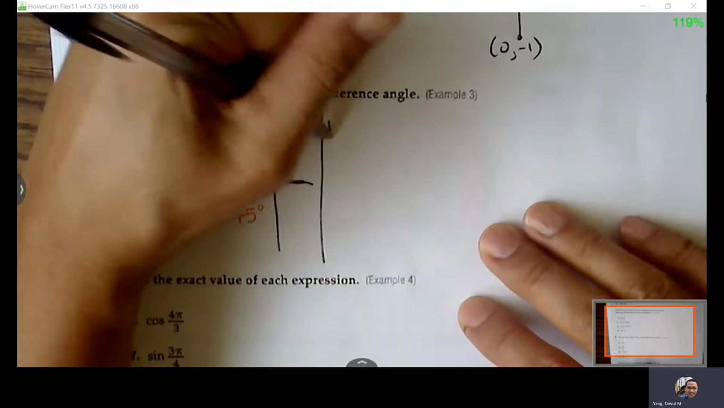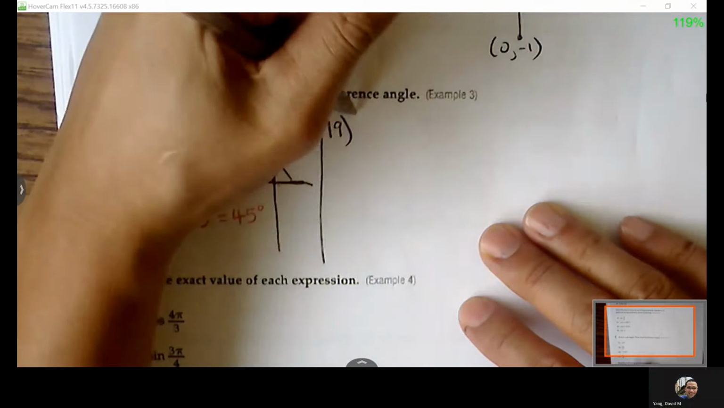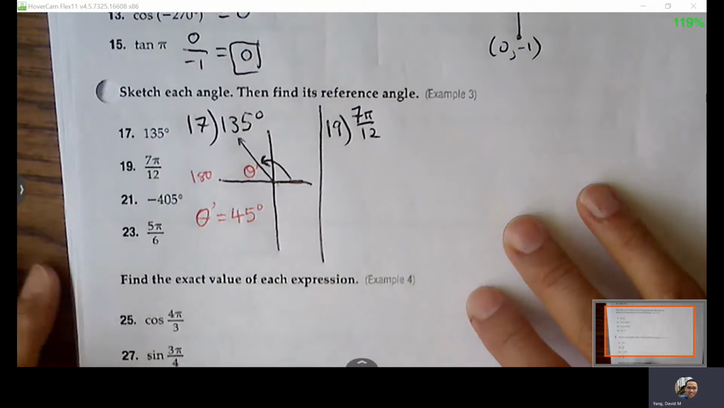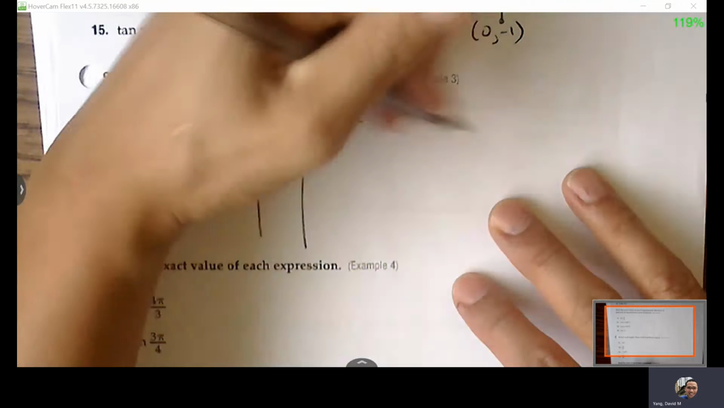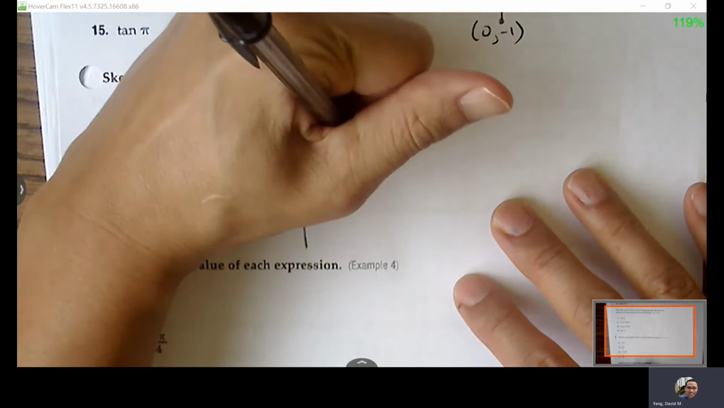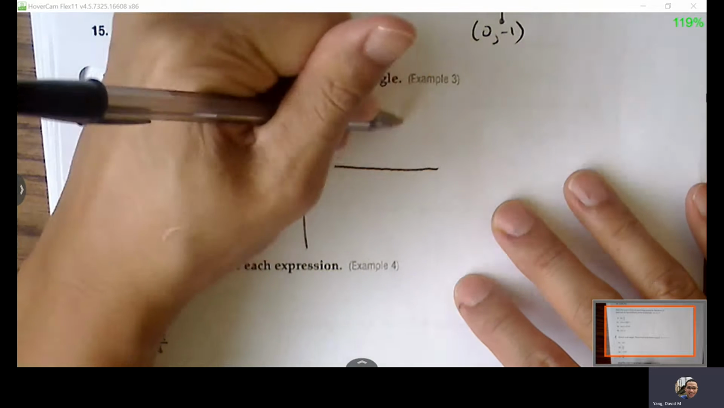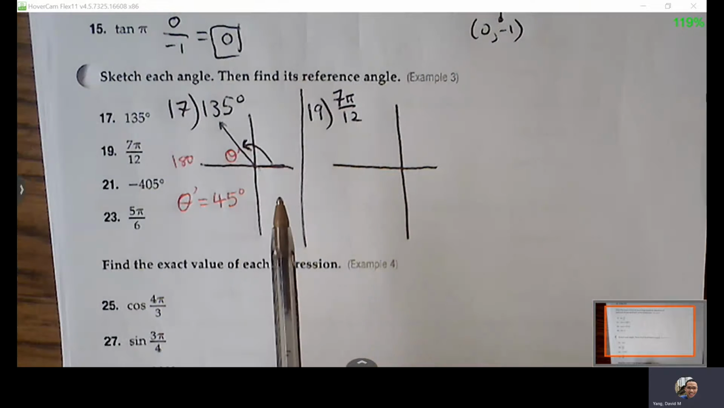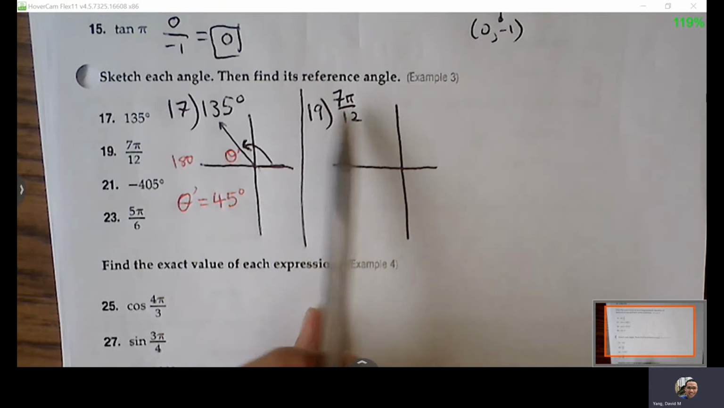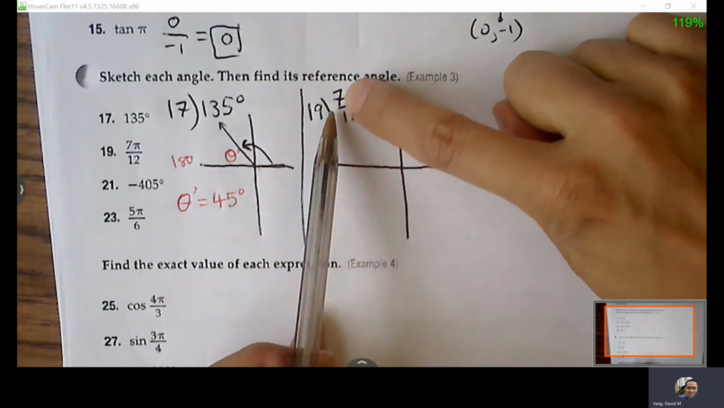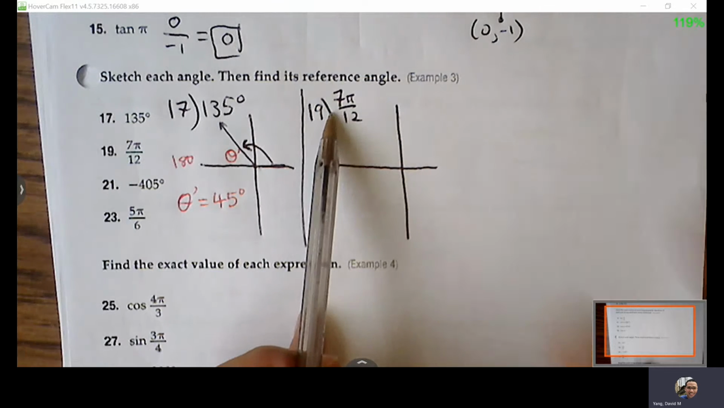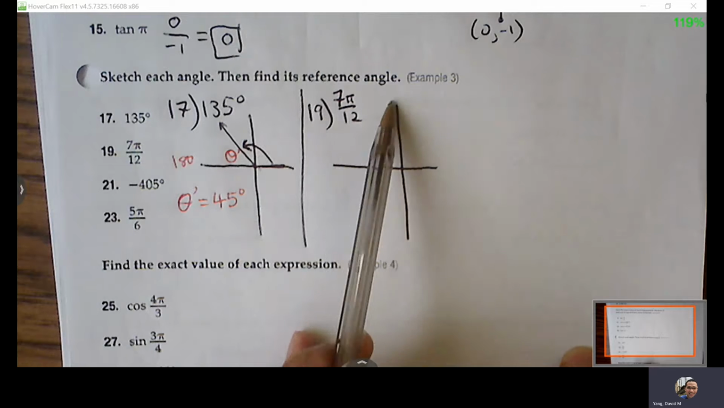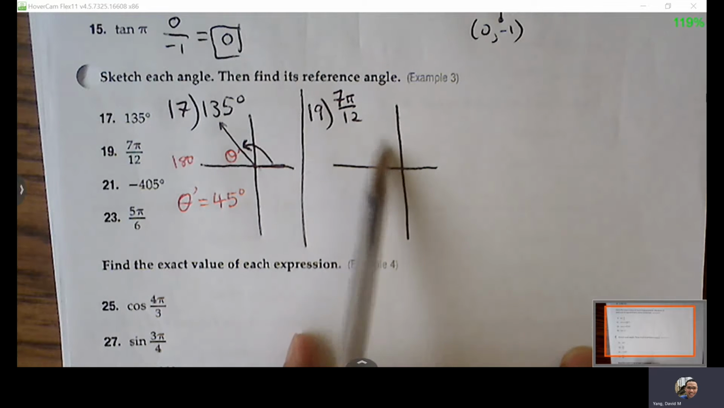For 19, our measure is given in radians, so we'll present our reference angle in radians as well. Okay, so 7 pi over 12, where is that located? Which quadrant? Second. Good, yeah, so you know that if you look at that fraction, 7 over 12, that's a little bit more than 6 over 12. You know 6 over 12 is 1/2, so 1/2 is here. 1 is here. It's between 1/2 and 1, so must be in the second quadrant.